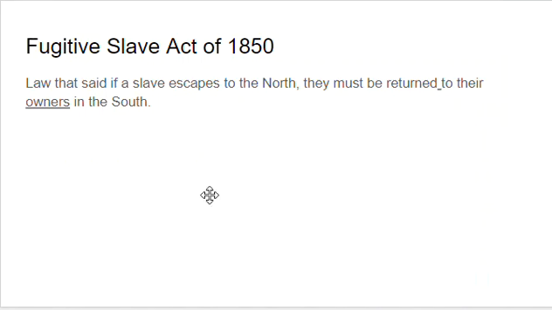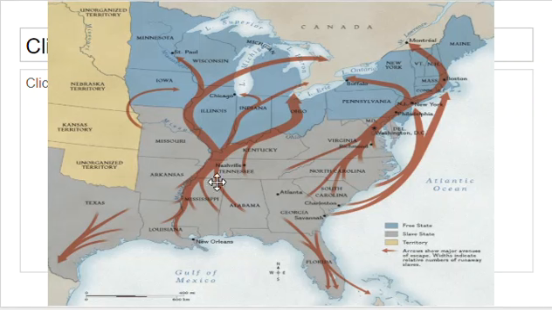This led to the Fugitive Slave Act of 1850, and it's a law that said if a slave escapes to the north, they must be returned to their owners in the South. So that changed a lot of things, because if you're a slave and you get caught in Pennsylvania, which is a free state, you had to be returned to whoever your owner was. So if you were in Atlanta and you went to New York and you were caught, you were returned to your owner in Atlanta. A lot of people in the North did not like this law, and this changed the Underground Railroad. A lot of people just went up to Canada instead, because in Canada you would not be returned.